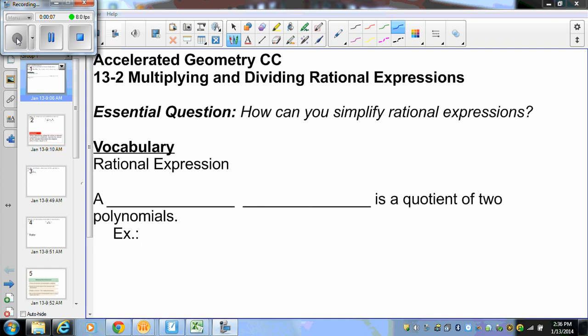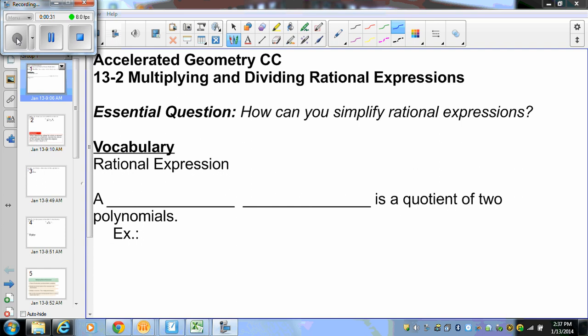This is the first video for section 3-2 in accelerated geometry, which is on multiplying and dividing rational expressions. Today, we're going to focus on multiplying them. And the essential question, both for today and for the next video, is how can you simplify rational expressions? We only have one vocabulary word for this section, which is rational expression.